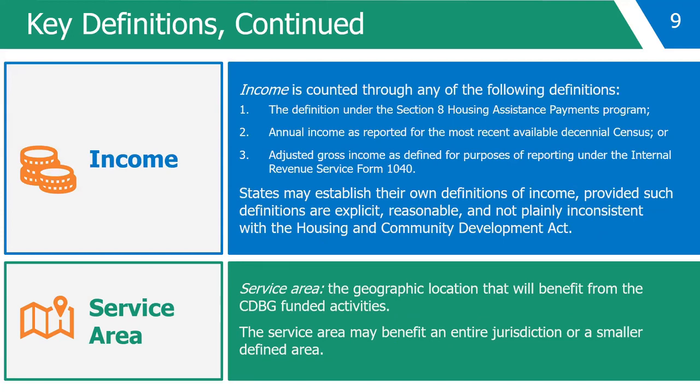There are a few different income definitions that you can use. The definition under the Section 8 HAP program, annual income reported in the most recent decennial census, and the adjusted gross income. So the service area is also really critical for defining who should be included in the survey. So that has to be the geography for the area benefit.